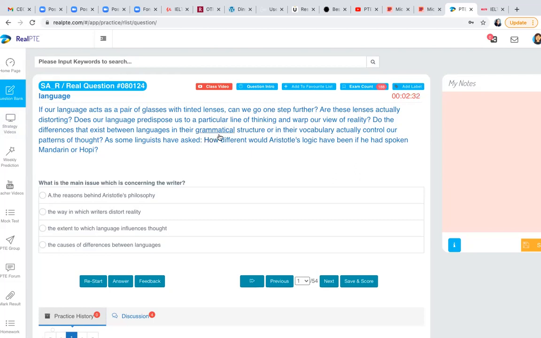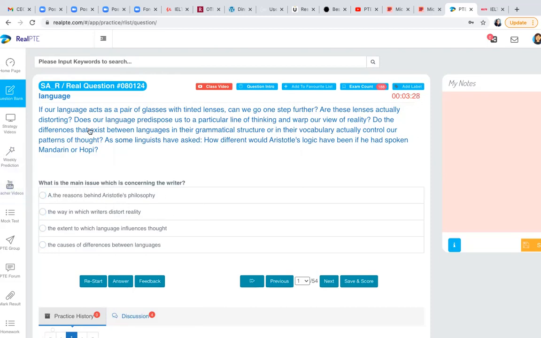Okay, so let's look at our answers. The reason behind Aristotle's philosophy, there is no reason mentioned here. The way in which writers distort reality, there's no distortion of reality mentioned here. Then the extent to which languages influence thought. Yes, there is a mention about how languages influence thoughts. It talks about language acting as a pair of glasses with tinted lenses, and it asks whether language predisposes us to a particular line of thinking. And then in the last line, it asks whether Aristotle's logic would have been different if he had spoken Mandarin or Hopi.